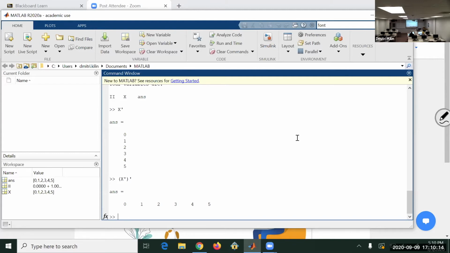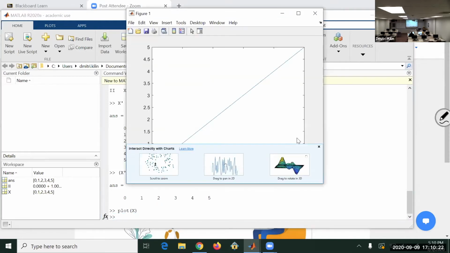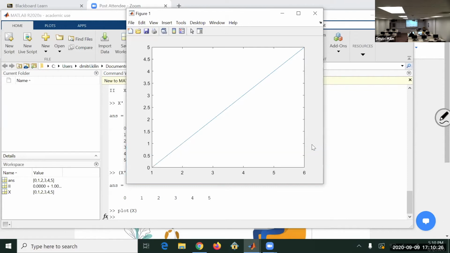What else? Let's type plot x uppercase. I don't think it is very intellectual, but it shows.